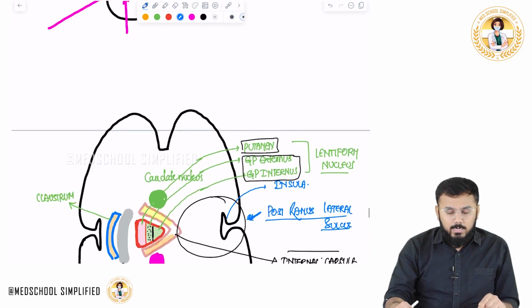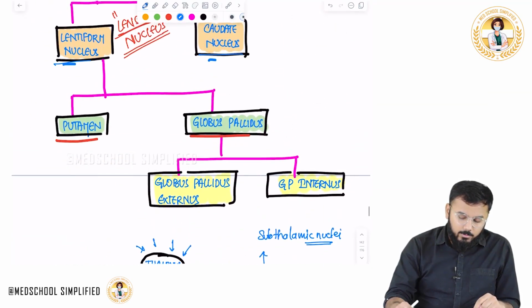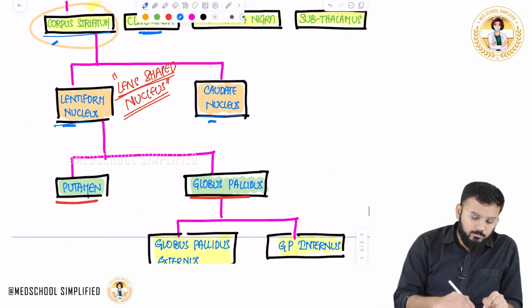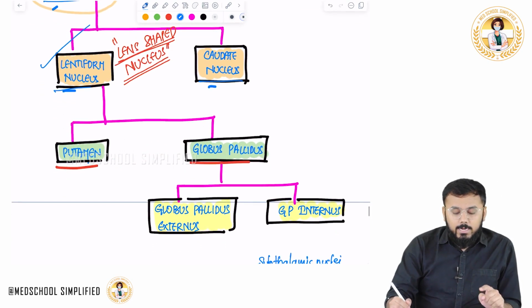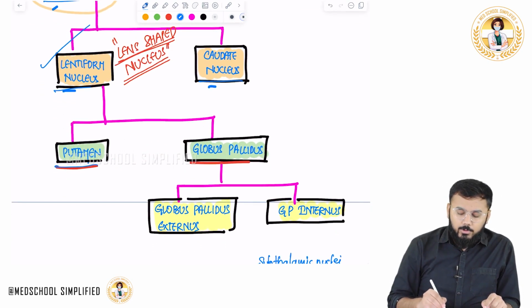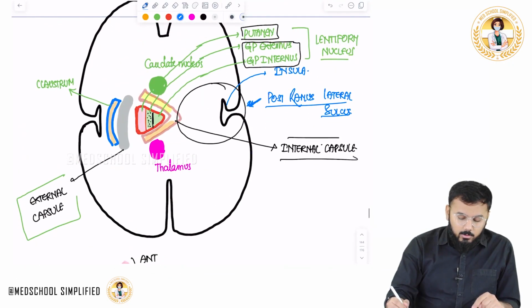So this red color one is lentiform nucleus, right? So where is the lentiform nucleus? You see this one, lentiform nucleus. What did I tell you? Lentiform nucleus, it is divided into putamen and globus pallidus. So where is this putamen and globus pallidus?